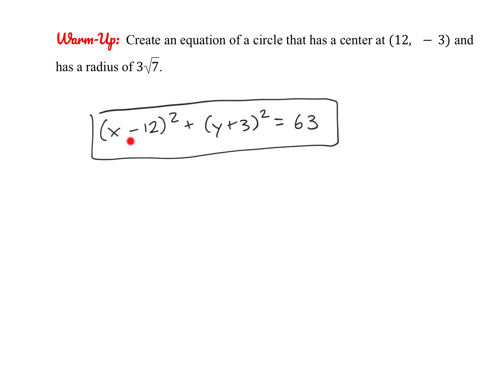Alright, go ahead and check here. So for the standard form of a circle, remember it's (x minus h) squared, where h is the x of your center, plus (y minus k) squared, where k is the y value of your center, equals your radius squared. For this, just be careful that you're squaring both the 3 and the root 7.